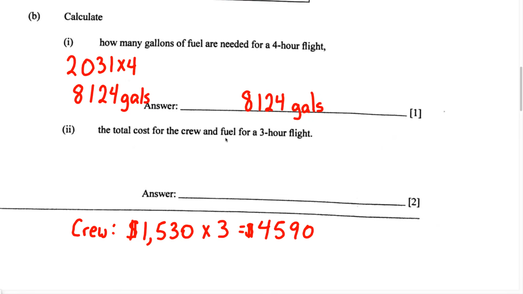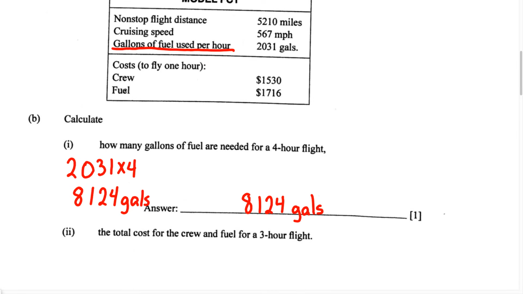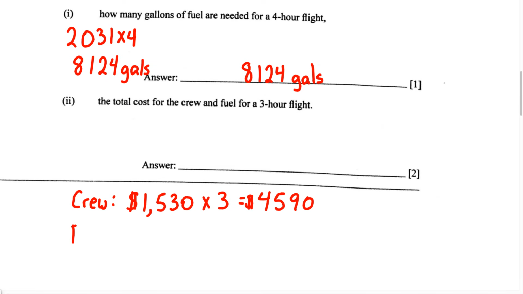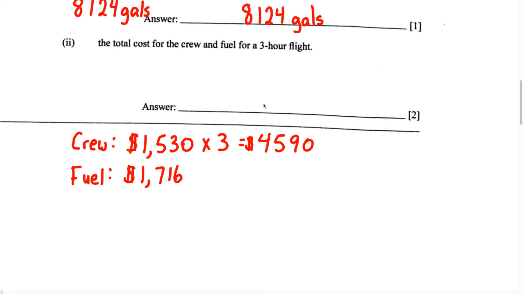Now for the fuel for a 3-hour flight, we know the fuel for a 1-hour flight is going to cost 1,716. So we can write fuel equals 1,716 multiplied by 3 hours is going to give us 5,148. Now all we're going to do is add crew plus fuel for 3 hours.